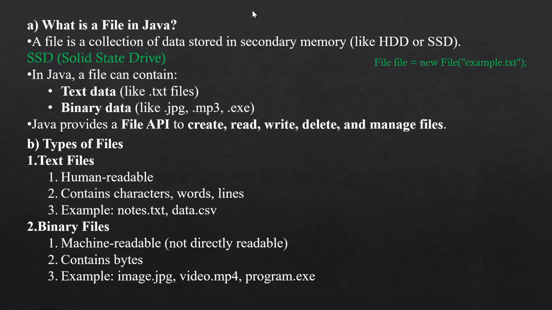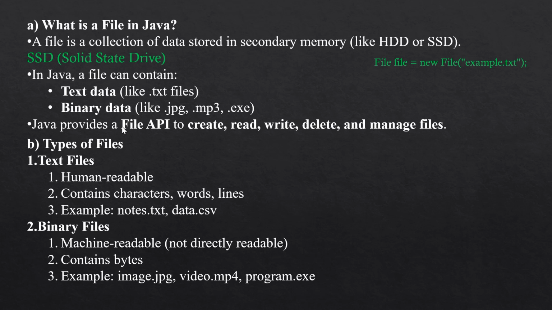So we're going to talk about file in Java. So what is file in Java? A file is a collection of data stored in secondary memory like HDD, which means hard disk drive, and SSD, which is a solid state drive. In Java, a file can contain two types of data: text data, or text files, or binary data, or binary files.